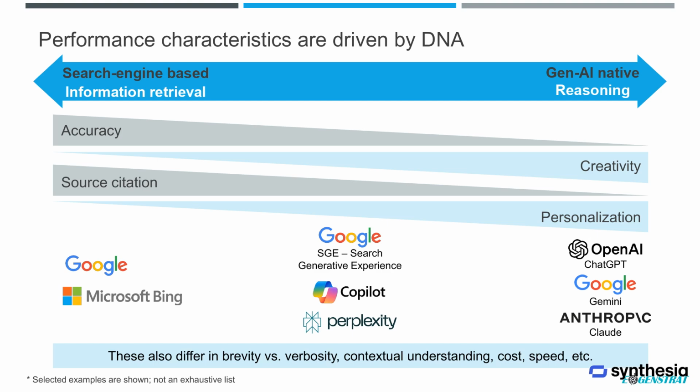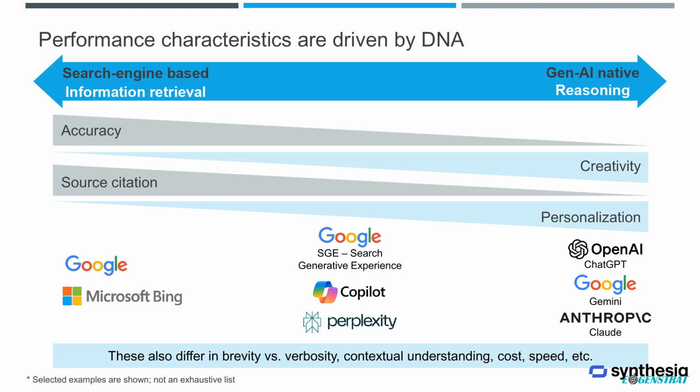Now let's talk about the LLMs. Besides OpenAI's ChatGPT, you may have heard of others like Anthropic's Claude, Microsoft's Copilot, or Google's Gemini. How do they differ? In general, their performance stems from their origin.